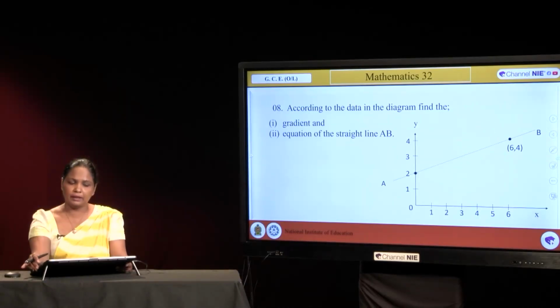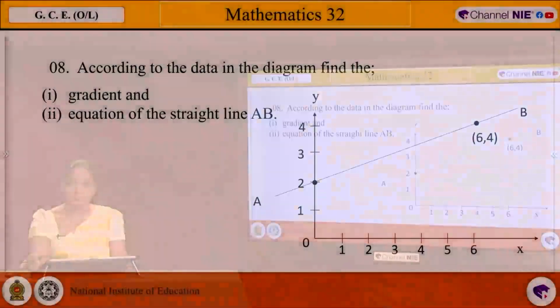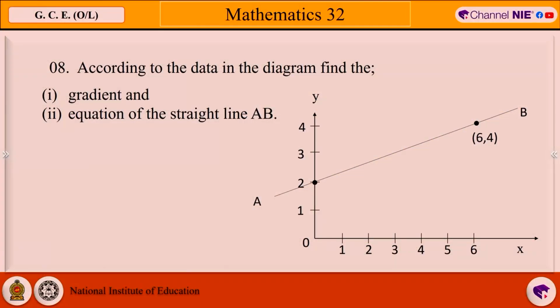Now, we are in the 8th question. This is under algebra related to straight line graph. According to the data in the diagram, find the gradient and the equation of the straight line AB. First of all, we have to find the gradient. To find the gradient, we have to have at least 2 points in the given straight line. One point is already given and the coordinates of the other point is not given, but we can find it easily, isn't it? Here at 2, the coordinates are 0 and 2.